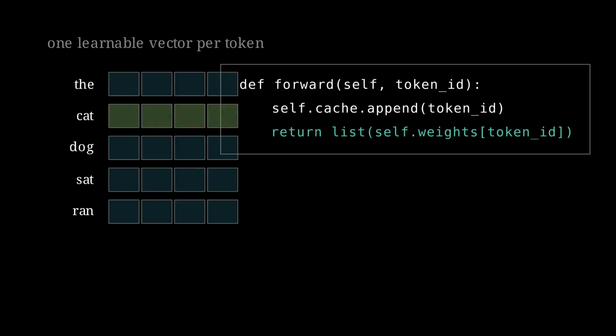The one new part is called an embedding, and it is almost embarrassingly simple. It is a table with one row per token in the vocabulary, and every row is a short vector of numbers that the network gets to learn. The forward pass is just a lookup. Given a token's id, an integer, you return that row of the table. Here is the real code. Append the id to a small cache so backward knows which row was used, and return a copy of the weights for that token. That is it. To embed the token cat, we walk to the cat row and read out its vector. Mathematically, it is a linear layer applied to a one-hot input, but we skip the multiply by 0 and just index straight to the row.